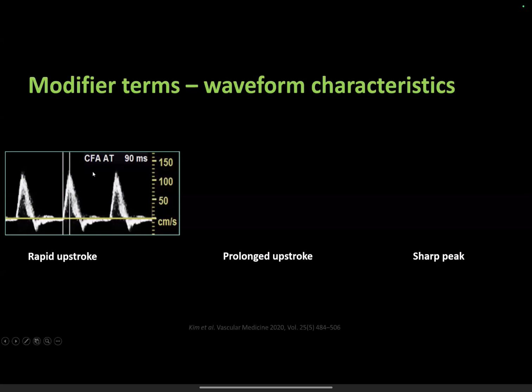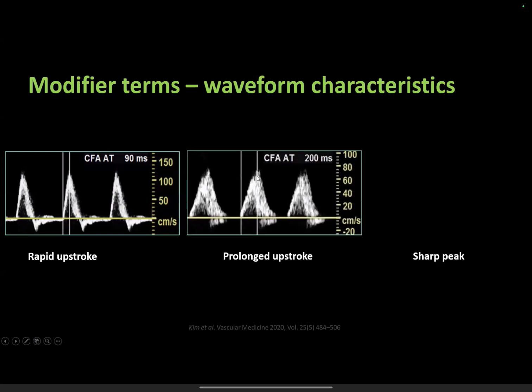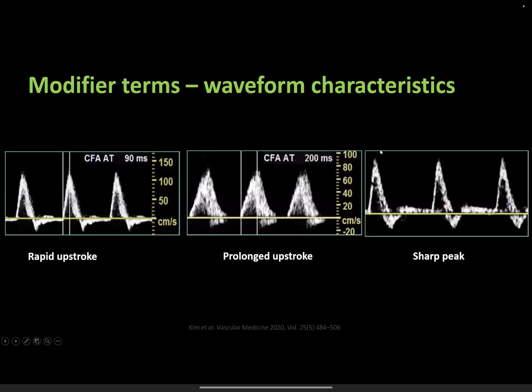Then another important modifier is rapid upstroke. There is immediate acceleration to achieve the peak systole, and the time taken is acceleration time. There is rapid upstroke in this spectrum with less acceleration time. In a prolonged one, we can see in certain pathological conditions when the inflow is delayed because of proximal pathology, stenotic lesion. The upstroke is delayed and prolonged, the acceleration time is increased. Another is sharp peak, and sometimes it is blunted and wide.